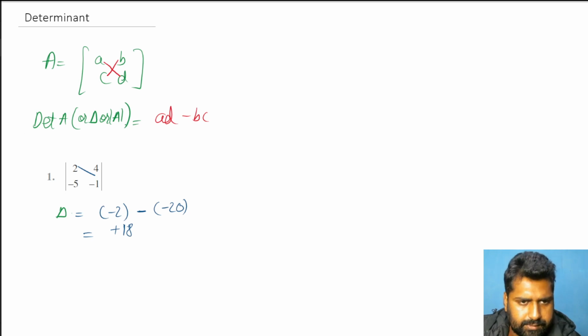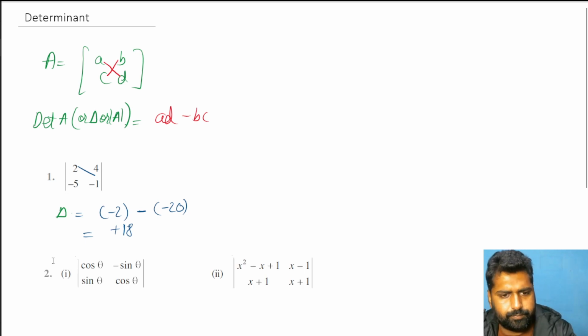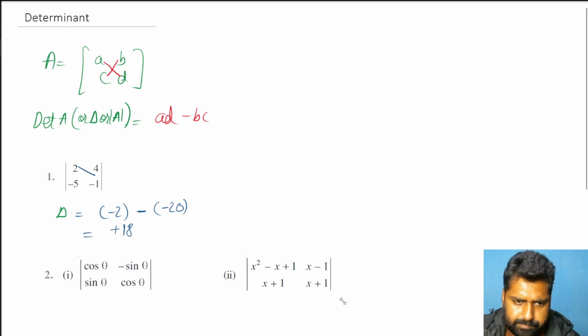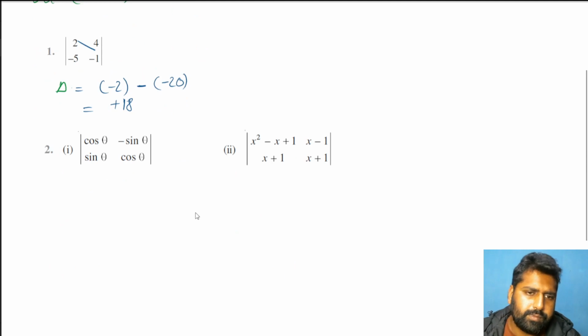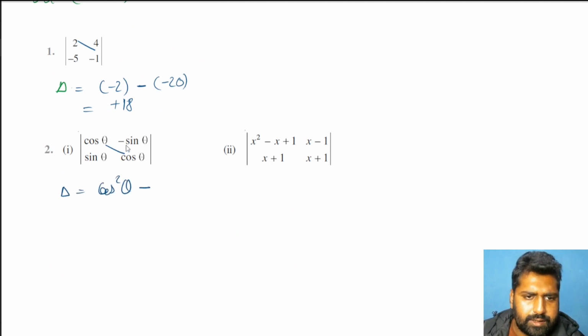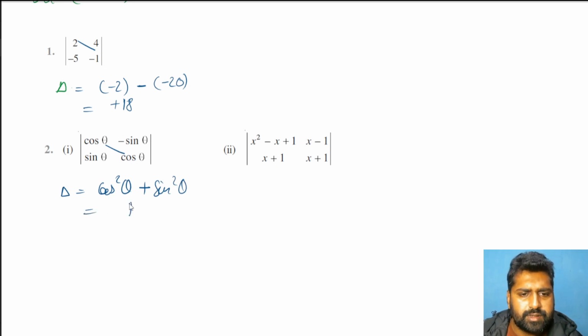Next is, don't always get determinant with numbers. You can get with trig also, variables also. Like for this question. This time it's given cos theta, sin theta. So again multiply. So determinant is cos square theta minus sine into minus sine, so plus sine square theta, negative of negative. What is cos square plus sine square? That's 1.